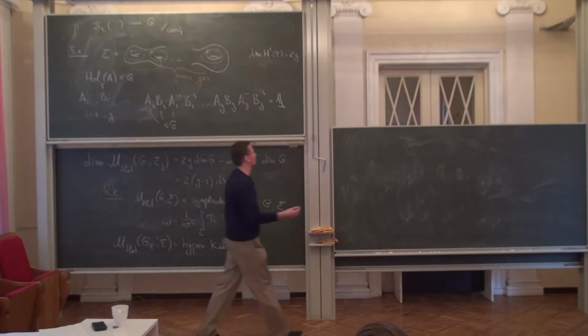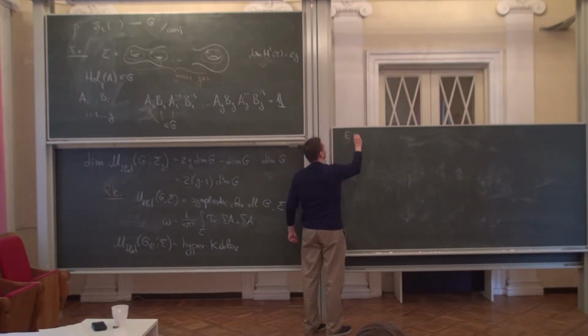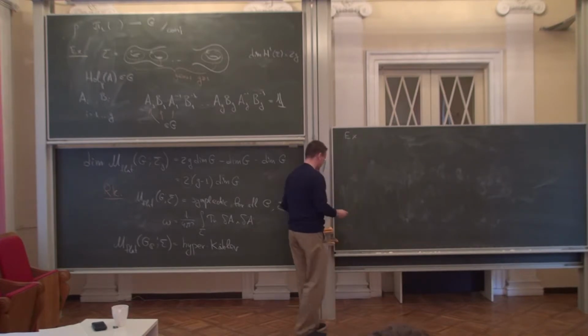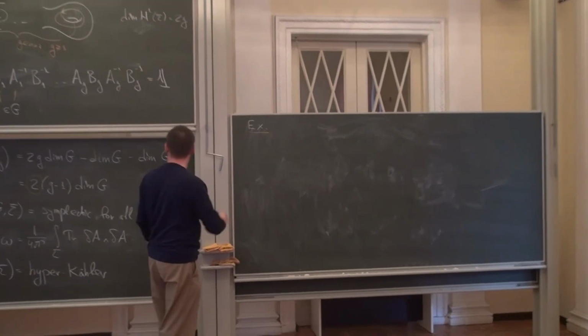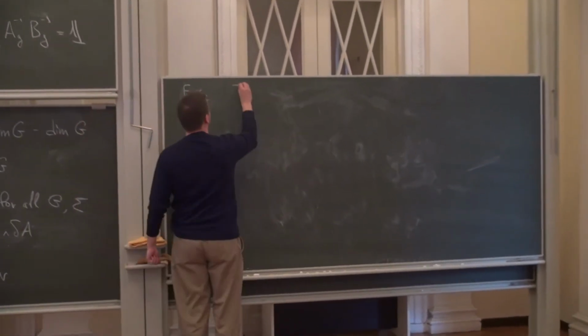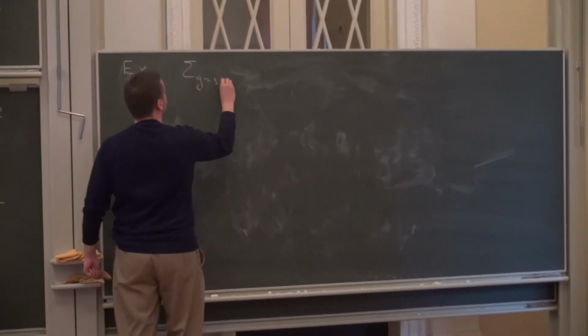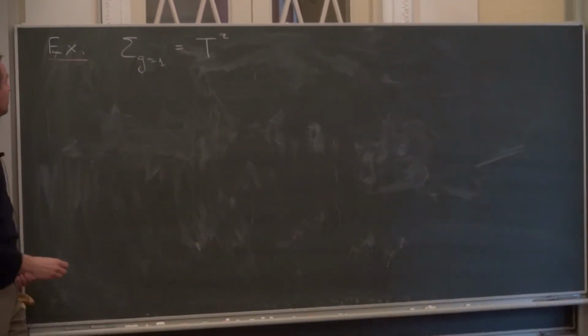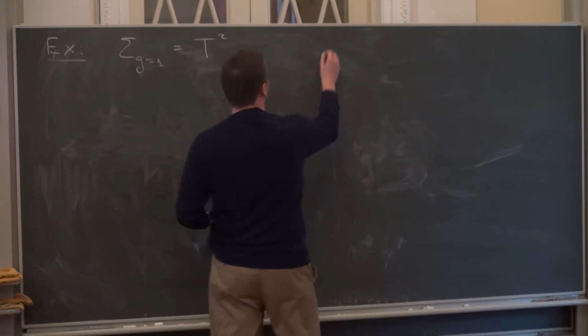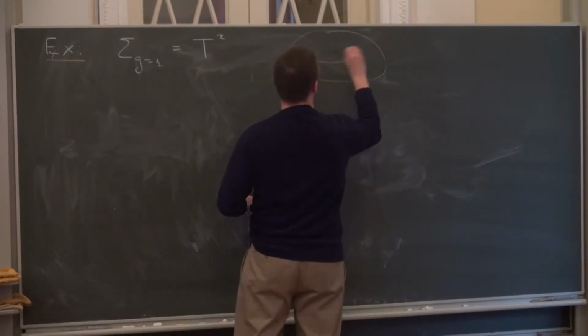So I'm going to focus on a special case or example, but this is exactly the case that we're mostly interested in. Example where genus is 1, so sigma is simply a 2-dimensional torus. So there is only one A cycle and one B cycle.